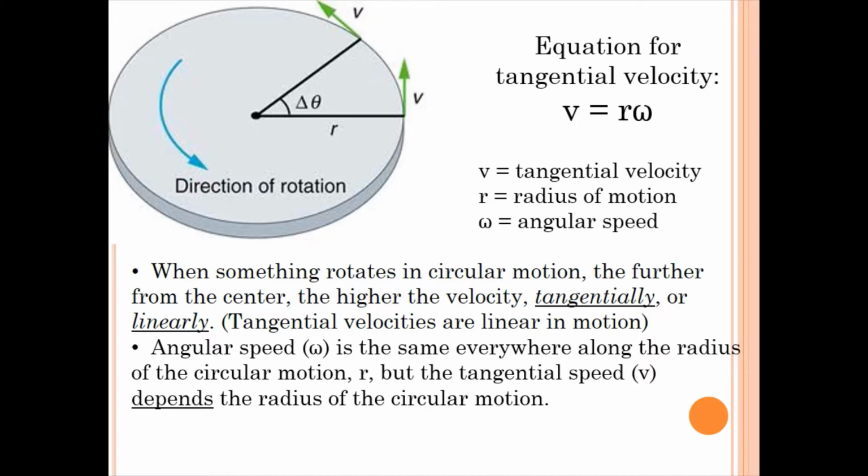So we talked about angular speed a lot in the previous unit, and we're not really going to discuss that too much here, but I just want to point out that I'm talking about this tangential or linear velocity, the one with the green arrow.